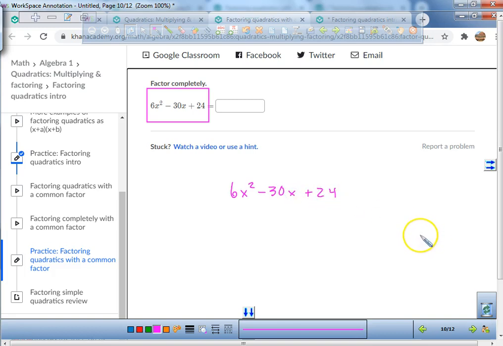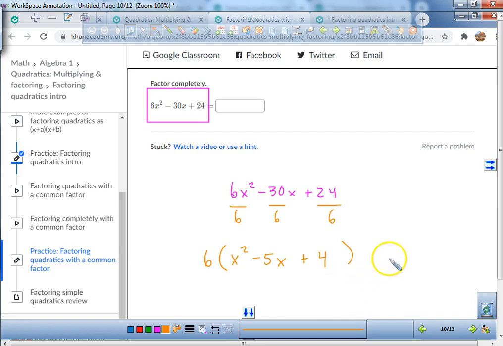Does anybody know what number I'm going to factor out first? A student said 6, and I said yes. All right, so we divide everything by 6. So we put 6 and an open parentheses. I'm going to factor out a 6. So 6 divided by 6 is 1. -30 divided by 6 is -5. And 24 divided by 6 is 4.